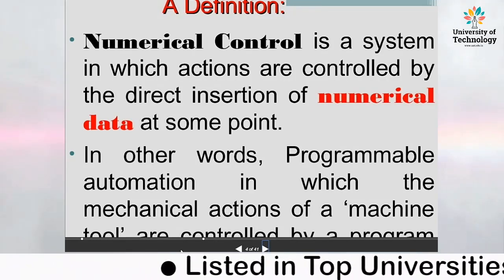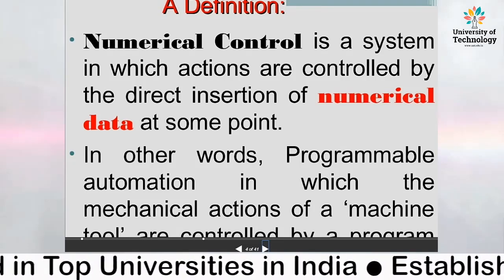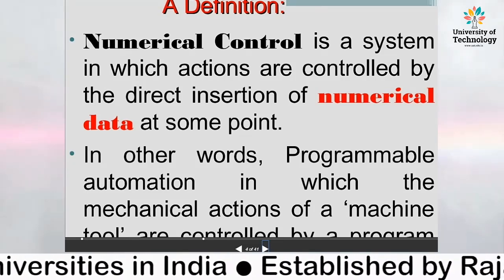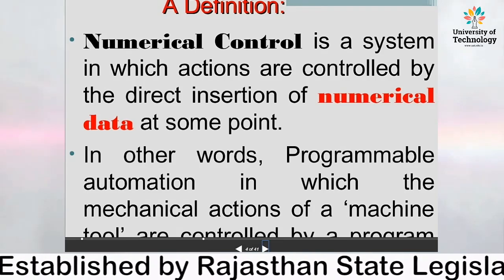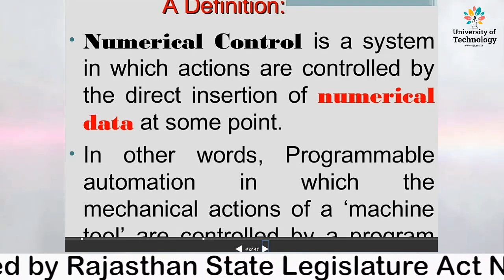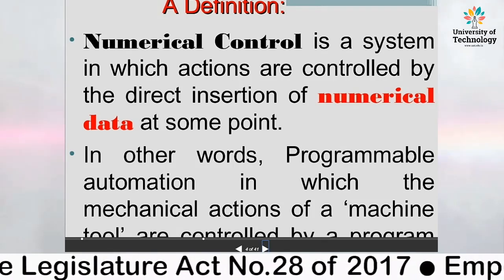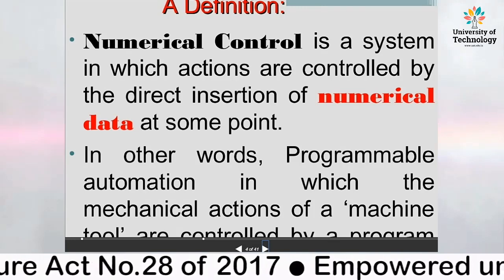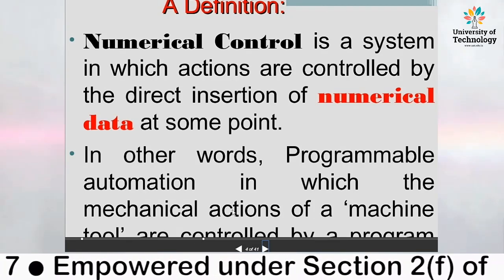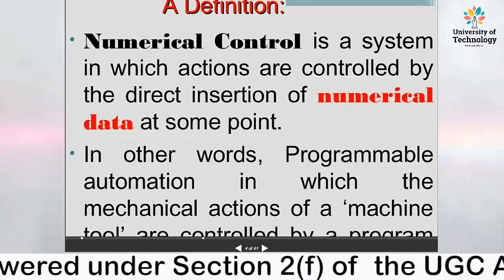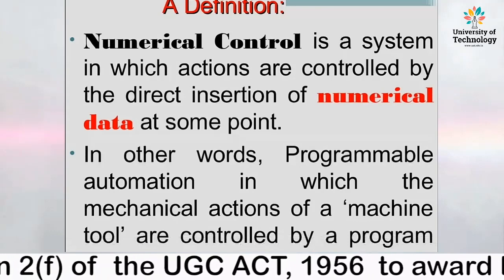First of all, we will discuss the definition of numerical control. Numerical control is a system in which actions are controlled by the direct insertion of numerical data at some point. In other words, it is programmable automation in which the mechanical actions of a machine tool are controlled by a program.